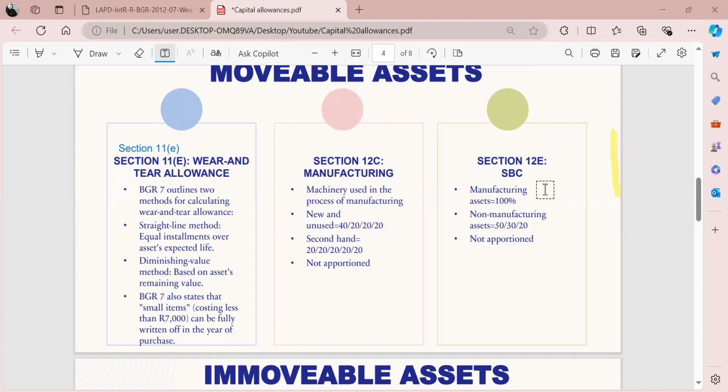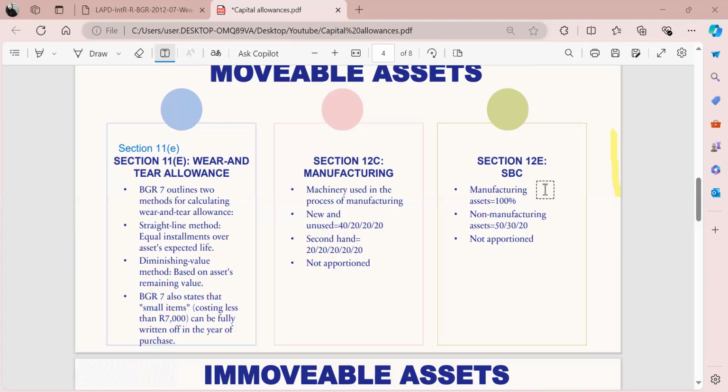The binding general ruling also states that small items, that is, assets that cost less than 7,000 rand, can be fully written off. So if you've got an asset which is less than 7,000 rand, there's no need to divide it by the useful life. You just claim the full amount as long as it's less than 7,000 rand.